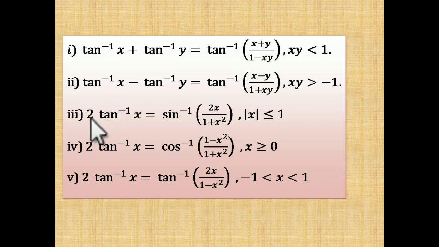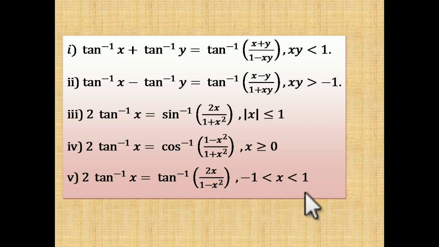After this we have 2 tan inverse x equals sine inverse of 2x upon (1 plus x square). 2 tan inverse x equals cos inverse of (1 minus x square) upon (1 plus x square). 2 tan inverse x equals tan inverse of 2x upon (1 minus x square).